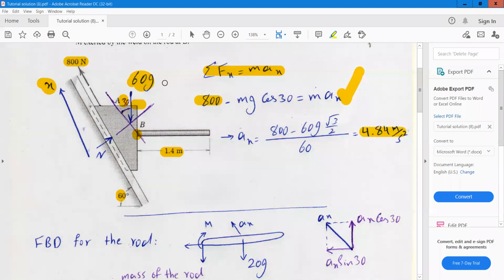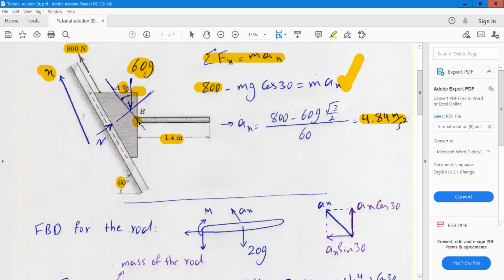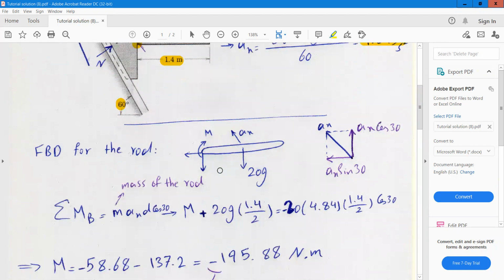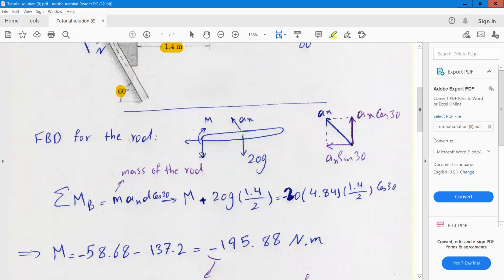This is the acceleration of the whole system, this block and this rod, which are moving in upward direction on the incline with angle 60 degree. The next step, we need to obtain the moment reaction here at this joint B. So we need to plot the free body diagram for this rod, and if you plot the free body diagram, we will have these two reactions, as I told you: force reaction and one moment reaction.